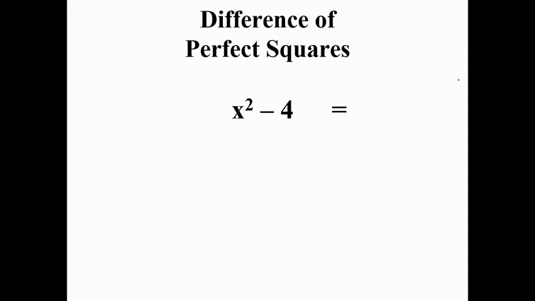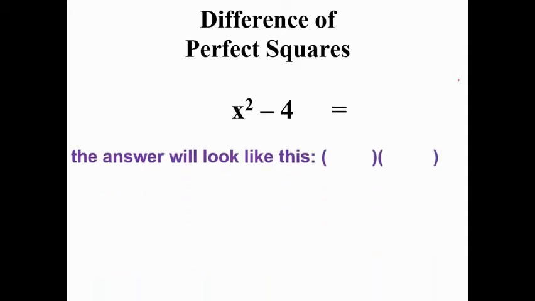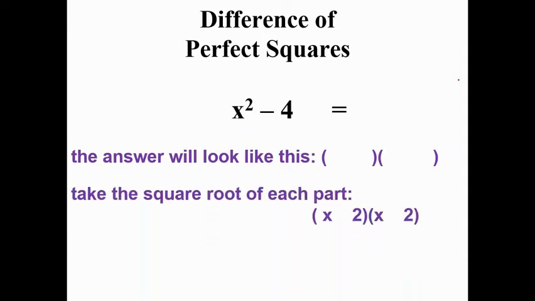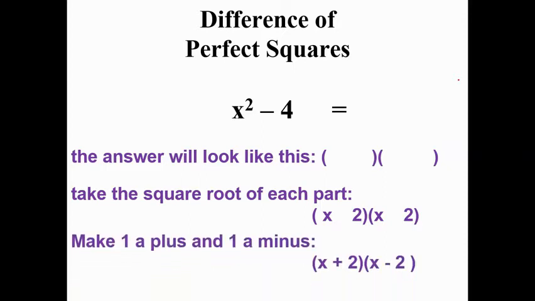So the difference of perfect squares, let's take this one. We have x squared minus 4. The answer is going to look like this. We have two sets of parentheses. We're going to take the square root of each part. So x squared gives us an x, and 4 gives us 2's. And then notice that one has a plus and one has a minus. And this is because you don't have any middle terms.